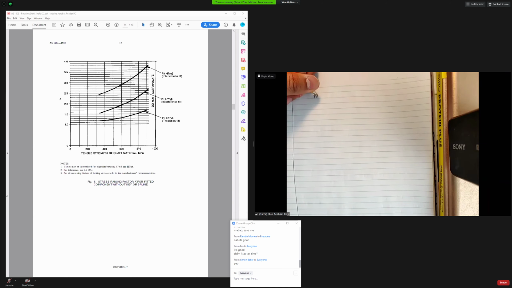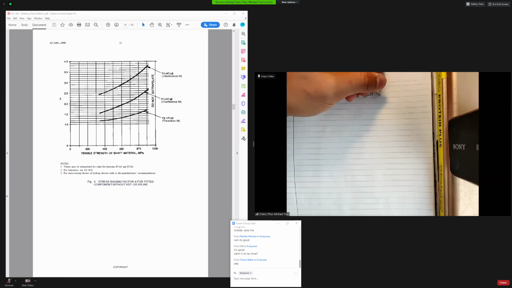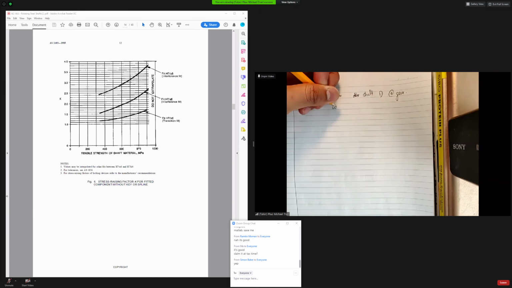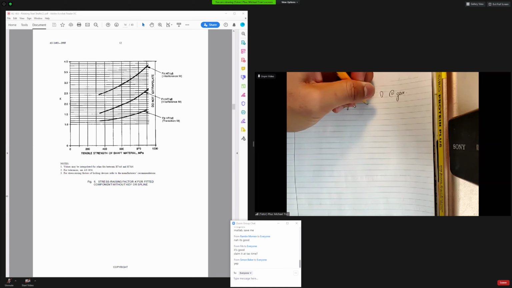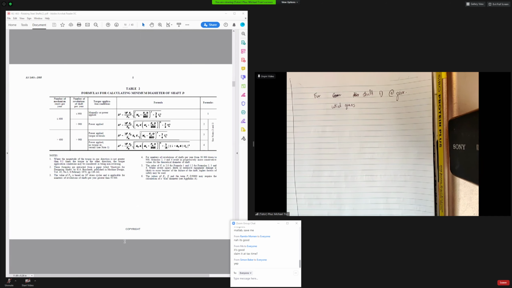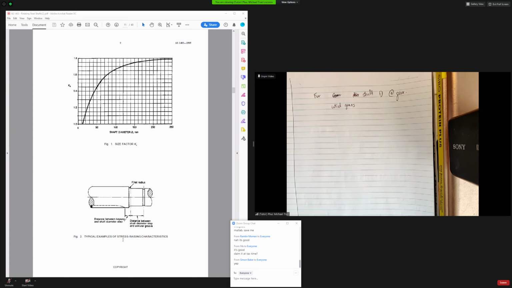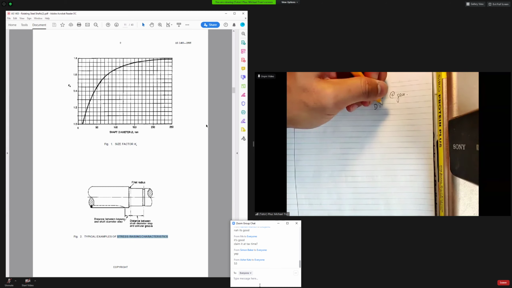So for gears, gear diameter, or I should say shaft diameter, shaft D at gear, your initial guess. Let's, someone pick a number, any number, between let's say 50 and 150. All right, let's go 53. Initial guess, D equals 53.